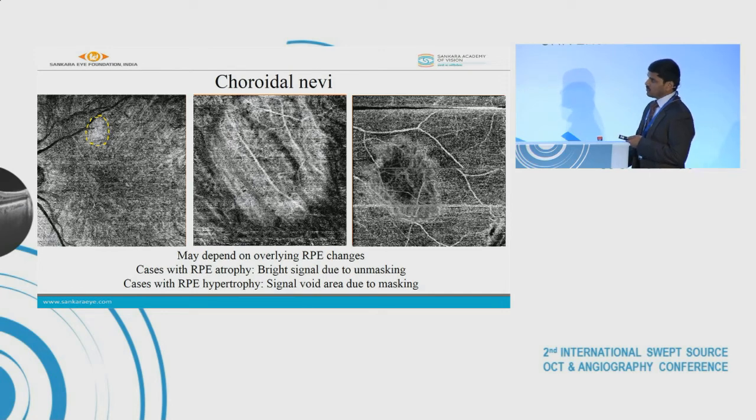What we assume is that it probably depends on the overlying RPE changes. If there is an RPE atrophy over the lesion, probably it shows as a bright signal due to unmasking. And if there is an RPE hypertrophy, as in this case, there would be masking and it could be seen as a signal void area. That is what we assume. We don't know whether it's true. But we know that the vascularity within the nevi is not much altered normally. So the vasculature itself will not be contributing to this appearance.